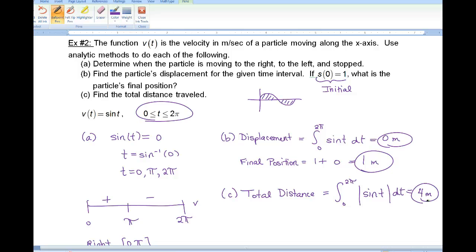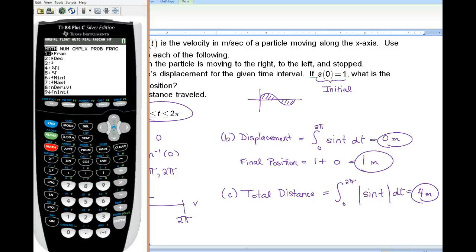Questions? Because you just plugged it in? That I did, just into the calculator. Wait, what did you plug in? Exactly what you see. Oh, with the absolute value, got it. That's what it looks like.